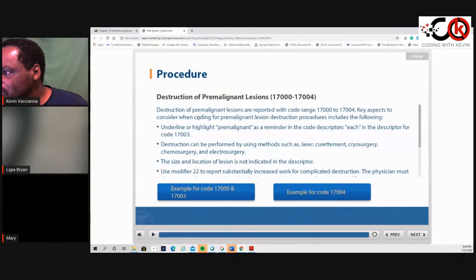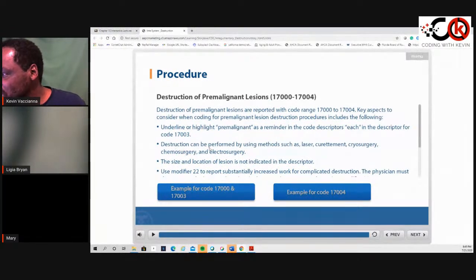And it tells you destruction of pre-malignant lesions are reported with code range 17000 to 17004. Key aspects to consider when coding for pre-malignant lesion destruction procedures include the following. Underline or highlight pre-malignant as a reminder in the code descriptors, as in the descriptor for code 17003. Okay, so underline or highlight the word pre-malignant right now in your CPT book, please.